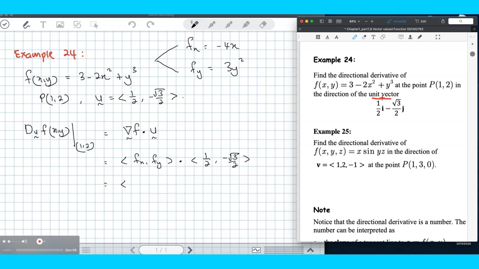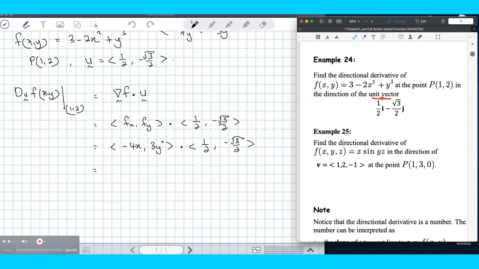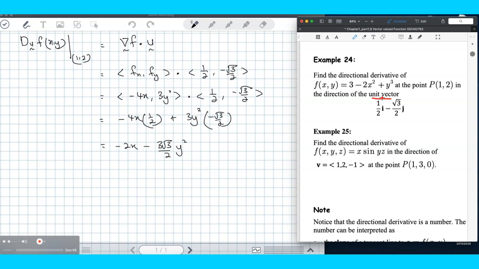So minus 4x, 3y squared dot 1 over 2, minus 3 over 2. So with a dot product, the answer will be in scalar form. So you have to multiply 1 over 2 plus 3y squared times minus 3 over 2. So you will get minus 2x minus 3 over 2 y squared. So you have to substitute the values then.